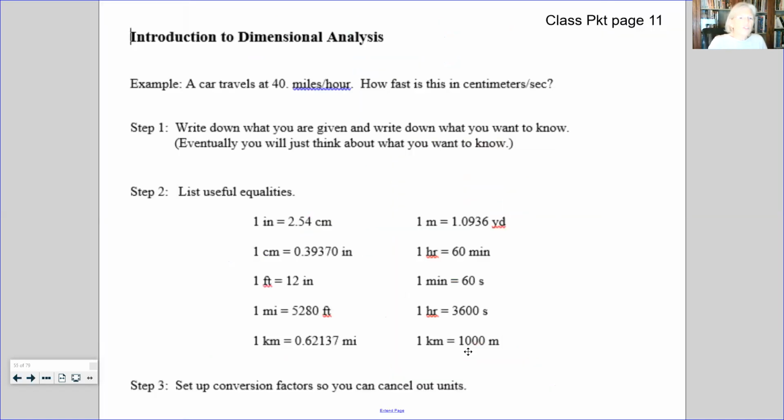So here's the introduction to dimensional analysis. I won't be going over a lot here in this video because I spent a lot of time in class with you on this introduction. But I point out that when you want to do the math of converting one number with this unit into another unit, for example, 40 miles per hour into how many centimeters per second is that? You use dimensional analysis. I will always give you the equalities that are not commonly known.